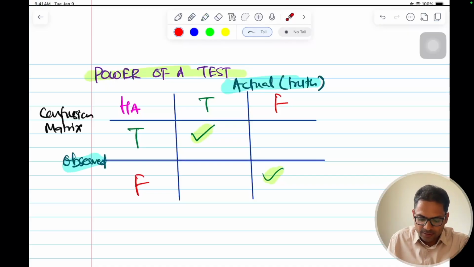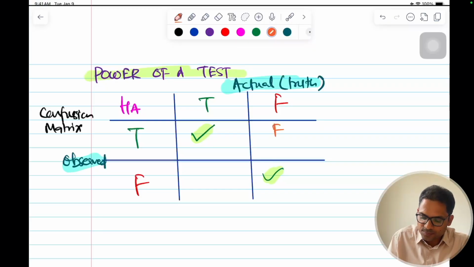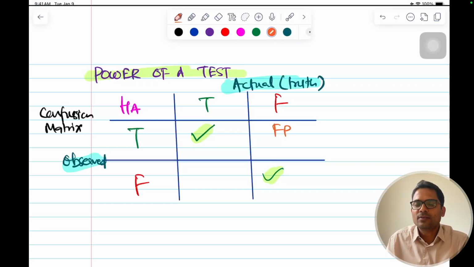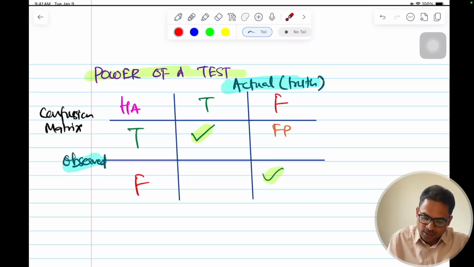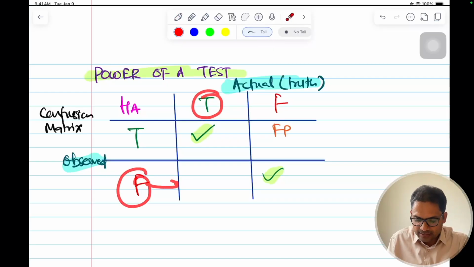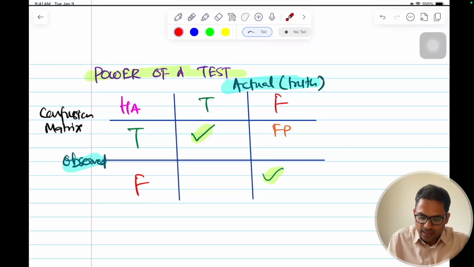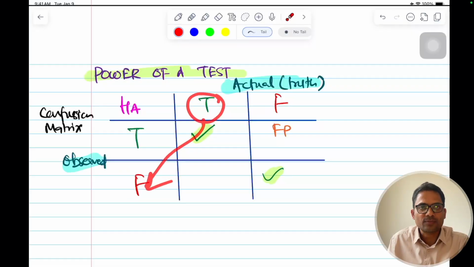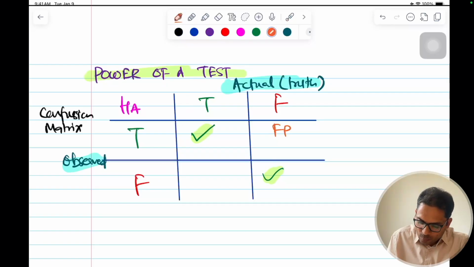The problem is, if alternate hypothesis is false and I predict it as true, my observation is true based on the data that I have. This is a problem. So this entry and this entry is a problem. My actual is false, but my test says that my observation is true. We call this a false positive. And if in actual this is true, but my test says that this is false, actually it is true, but I am telling it's false, then this will be a false negative.